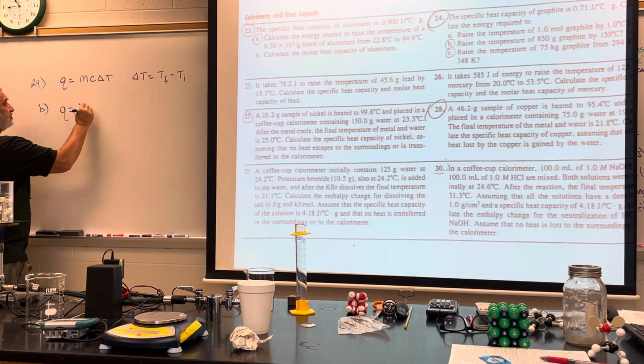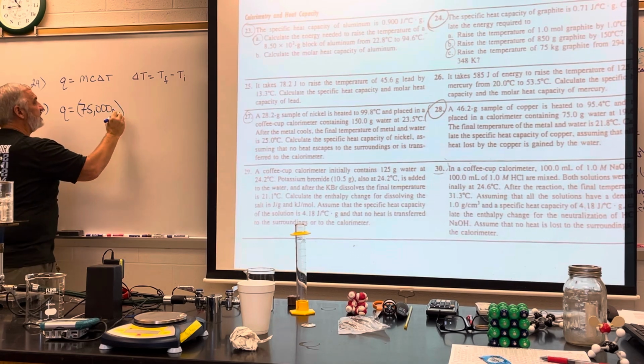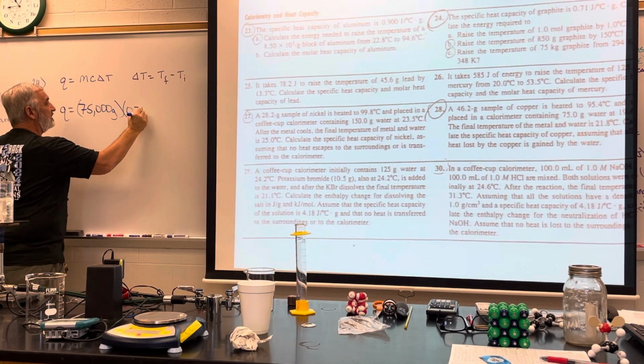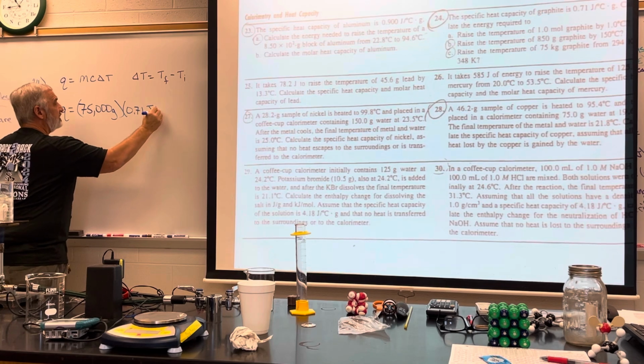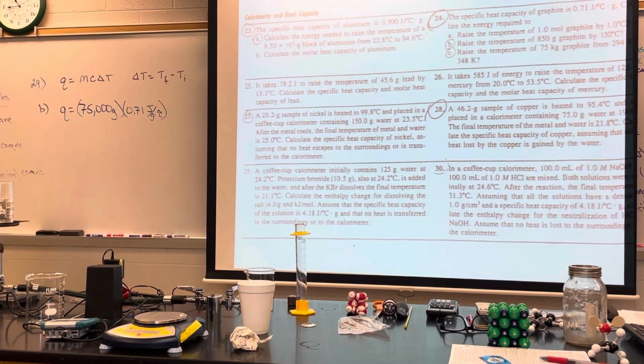75,000. The specific heat is still 0.71 joules per gram degree Celsius. Now, it says that it goes from 294 K to 348 K. Do I need to change that to Celsius? Why not? Because it takes the same amount of energy to raise 1 degree Celsius, so the change is going to be the same.